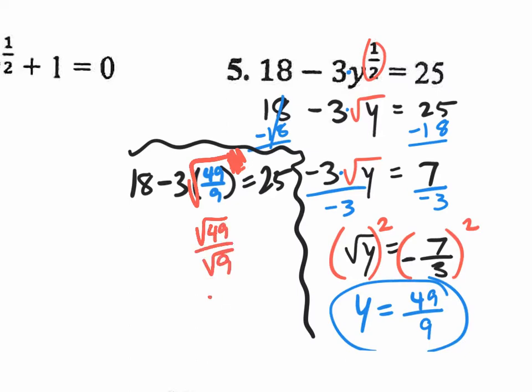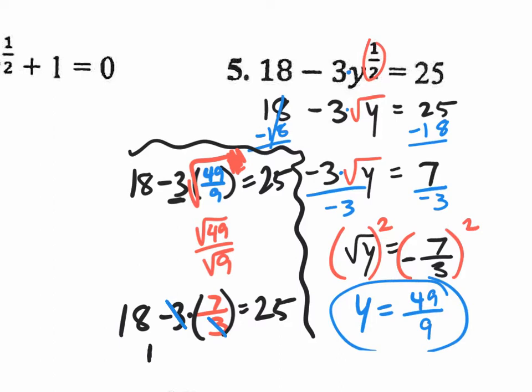The square root of 49 is 7. The square root of 9 is 3. So what do I have left? I still have this multiplication of -3. I want to keep that in parentheses. I still have the 18 out here in the front. I still have the equals 25. Let's see if it actually does work. The 3 times 7/3, the 3's cancel. So I'll end up with 18 minus 7, right? 18 minus 7. So what is 18 minus 7?